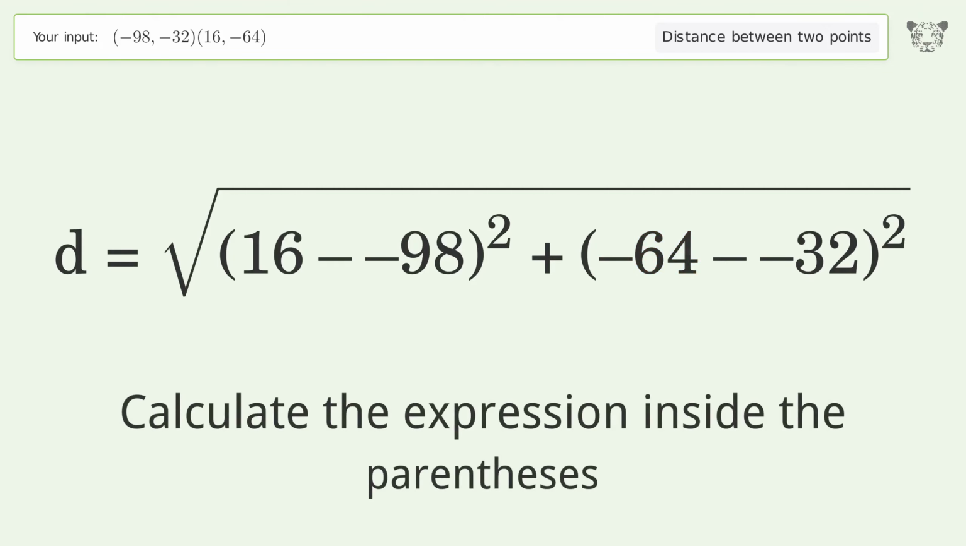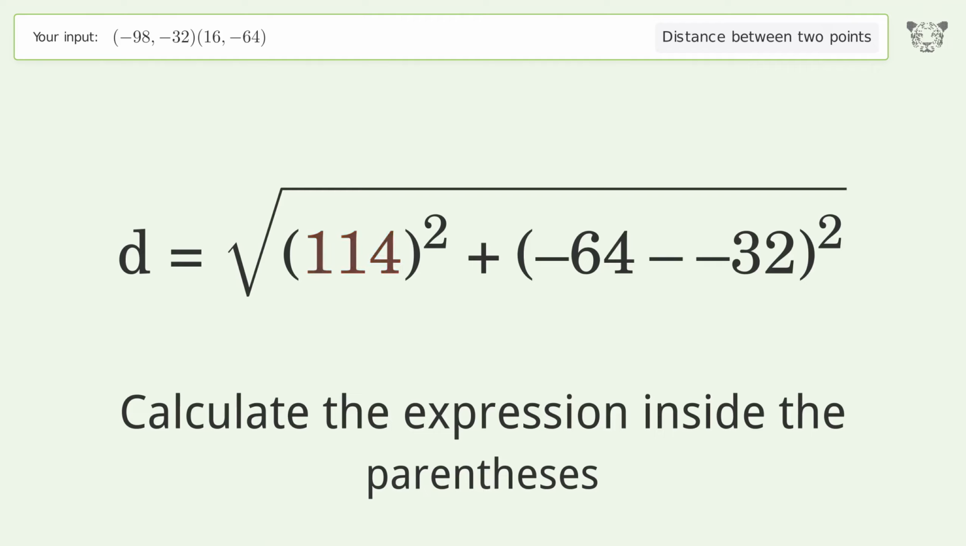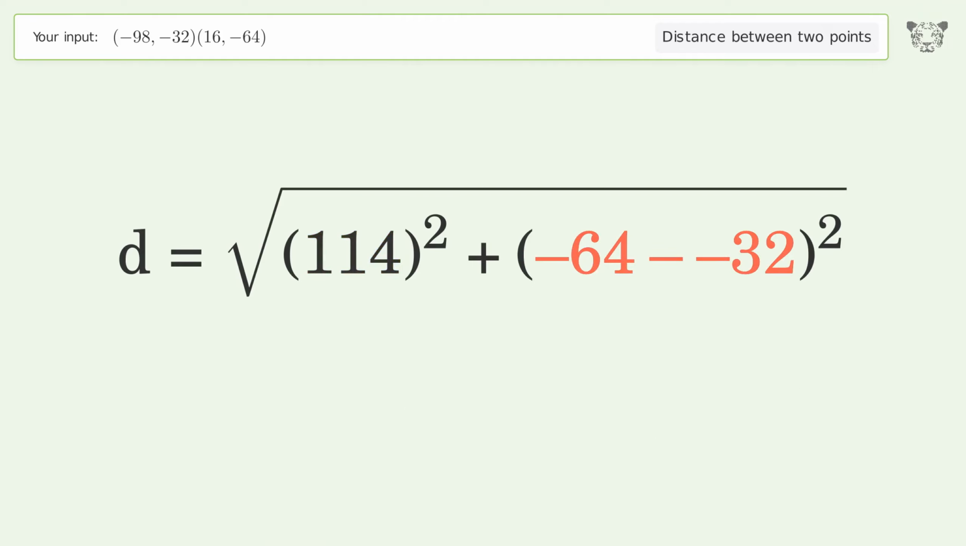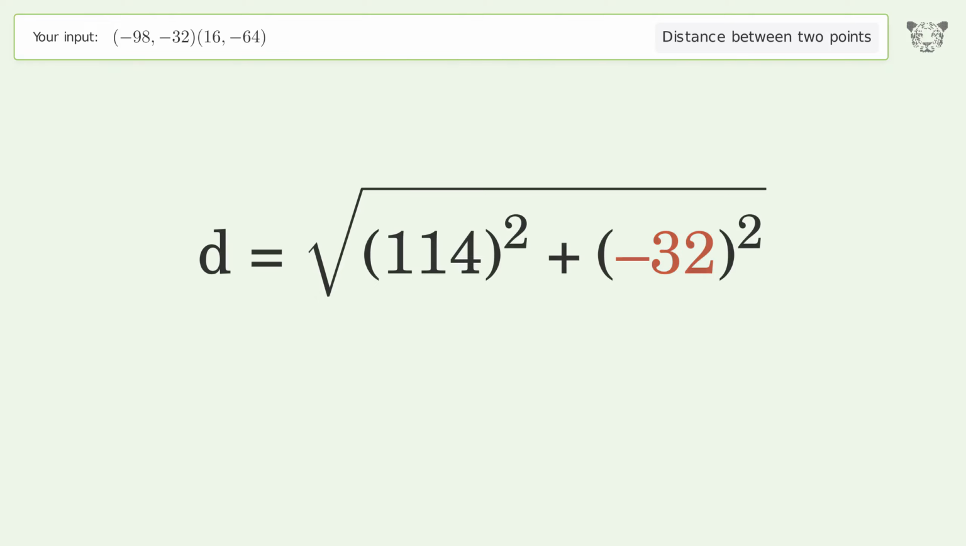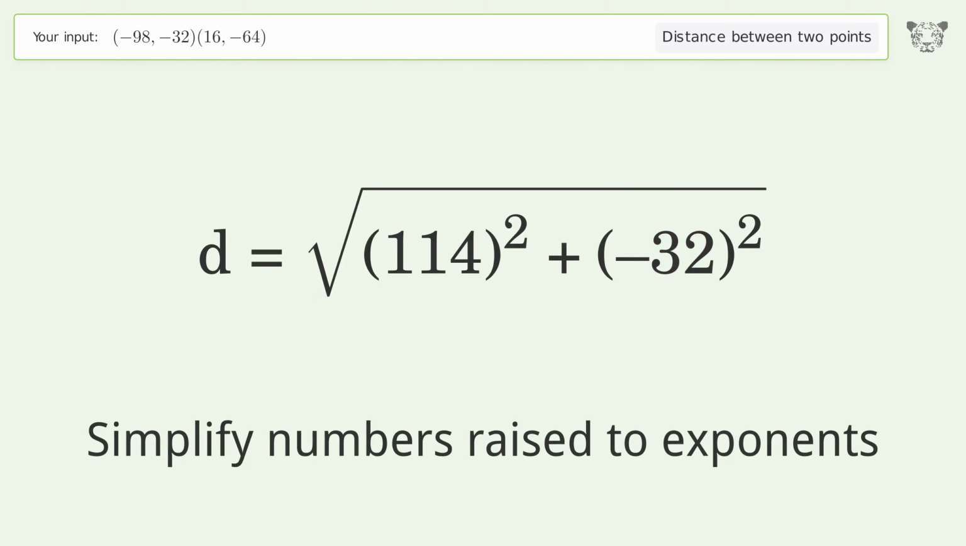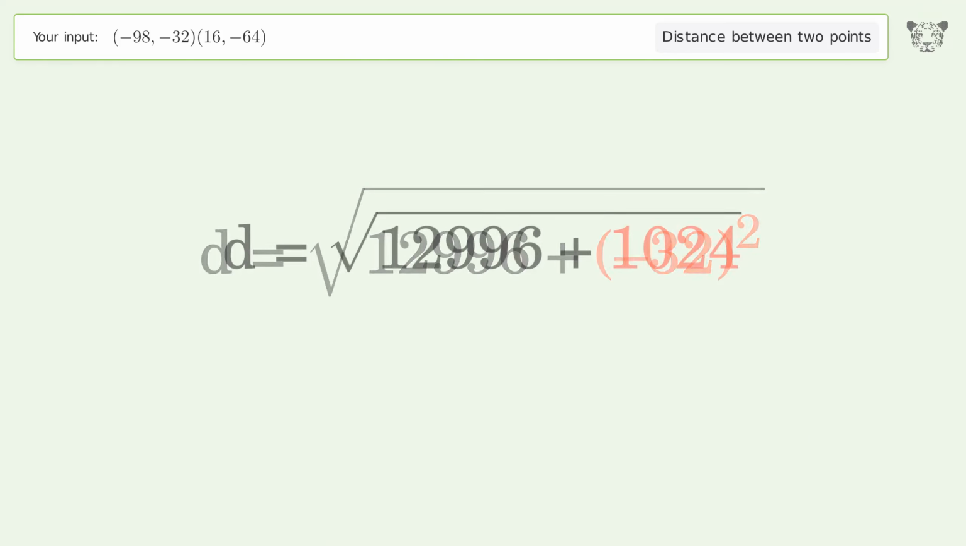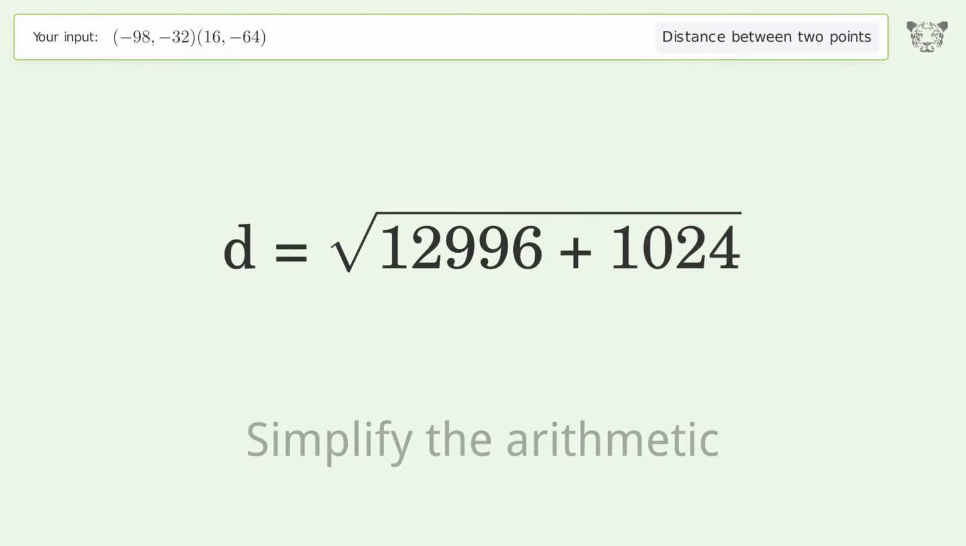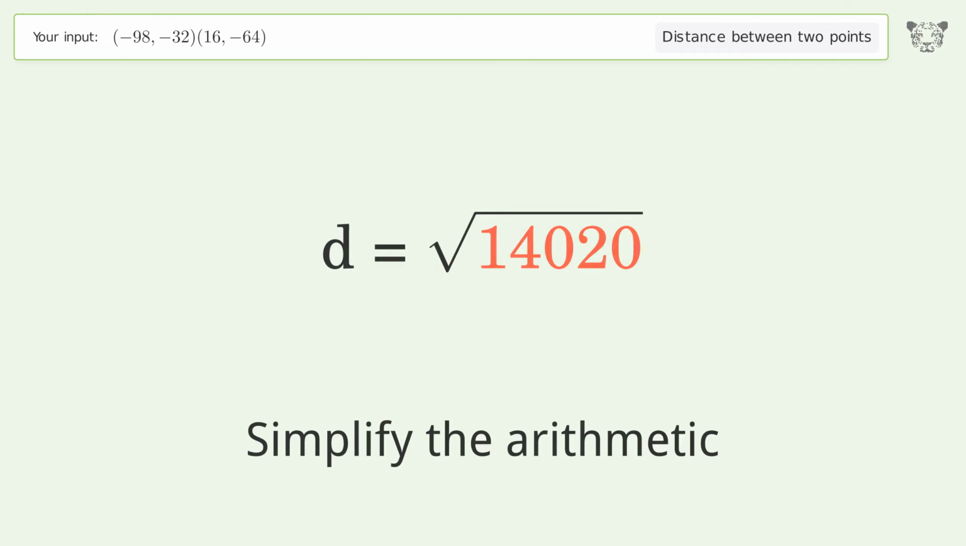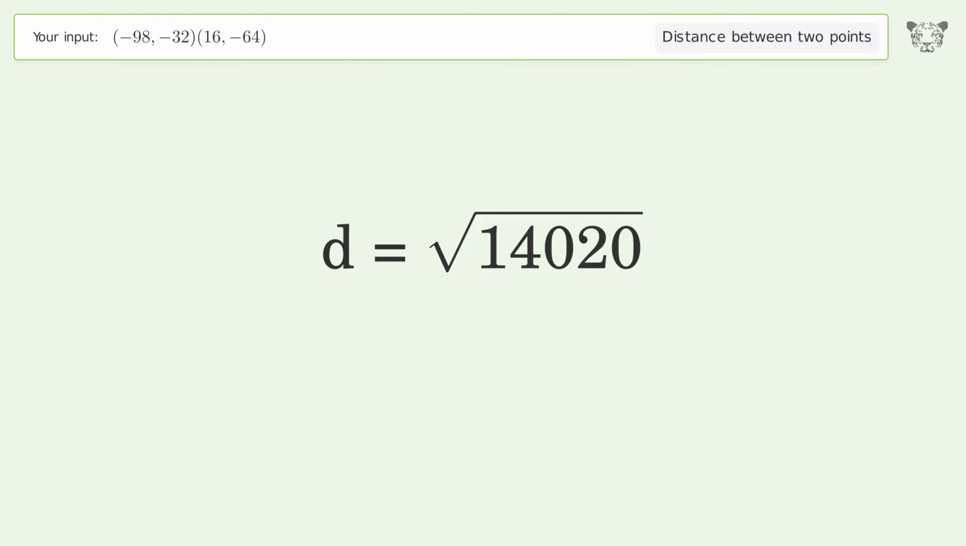Calculate the expression inside the parentheses. Simplify numbers raised to exponents. Simplify the arithmetic. And so the distance between the 2 points is the square root of 14,020, or 118.406.